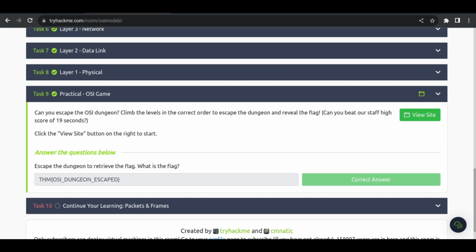Moving on to task 9, practical OSI game. Can you escape the OSI dungeon? Climb the levels in the correct order to escape the dungeon and reveal the flag. Can you beat our staff's high score of 19 seconds? Click the view site button on the right to start.